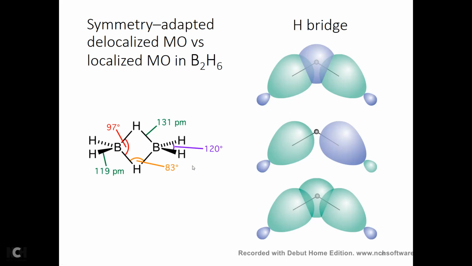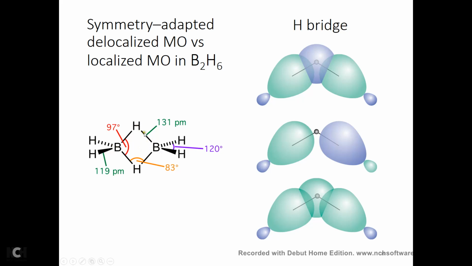Finally, an interesting example, this is B2H6, two borons, and we have six hydrogen atoms. This is interesting because this bridging hydrogen is bonded to both boron atoms, and that's why this bond distance is longer than this one. So this is a weaker bond than a typical boron-hydrogen bond.